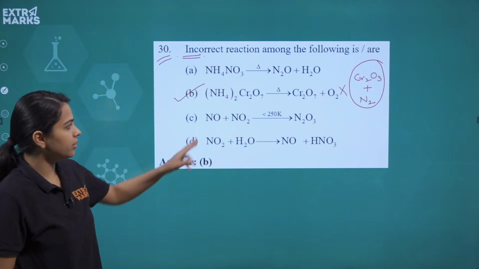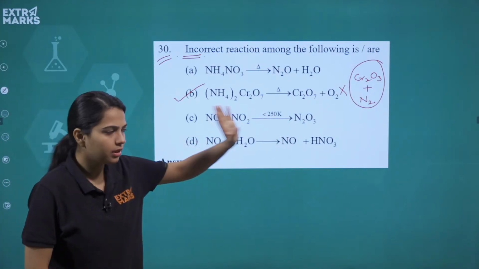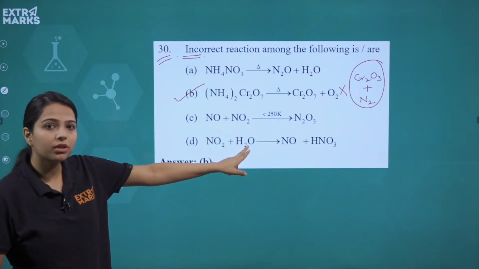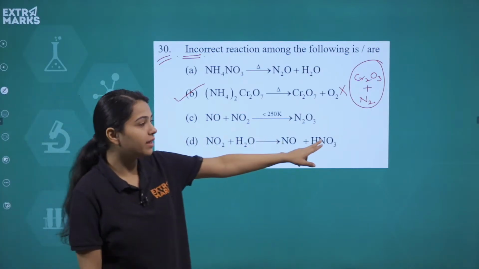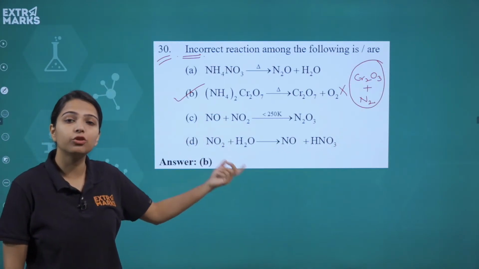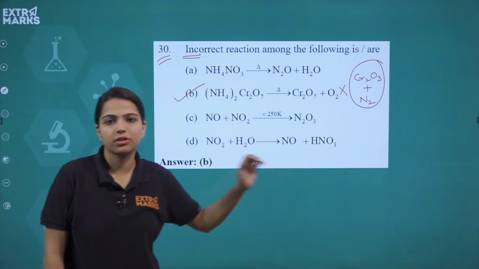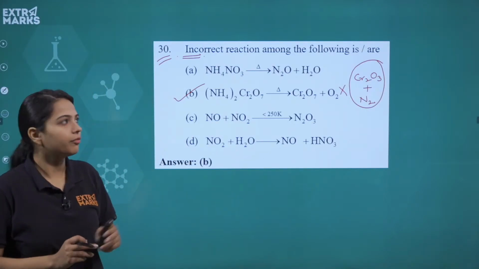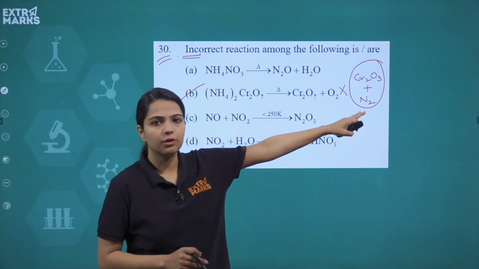Next reaction over here is NO plus NO2 will be giving me N2O3, correct. NO2 plus water, this will be giving you NO and nitric acid. So when this brown gas or NO2 gas is hydrolyzed, nitric acid is produced. So this reaction is also correct. Only one is wrong. Over here nitrogen gas is evolved out.